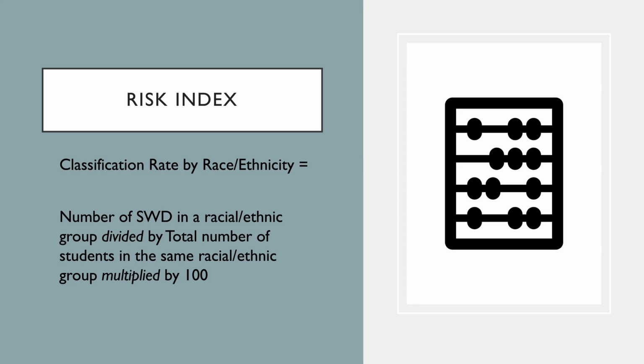The way we do that calculation is we take the total number of students with disabilities in a specific racial or ethnic group, divide that by the total number of students in the same racial ethnic group, and multiply that by 100. And that gives us the risk index. Again, we come back to the notion of the rate at which something is happening. In the next several slides, I'm going to show you two different ways that you can apply the same formula to determine different types of risk indices.